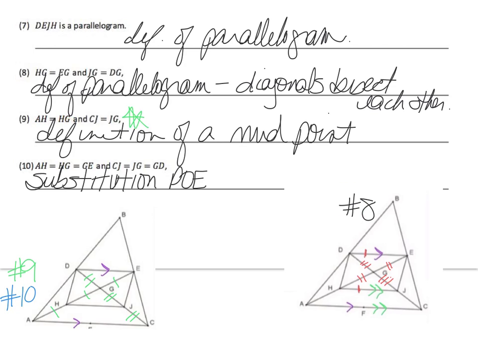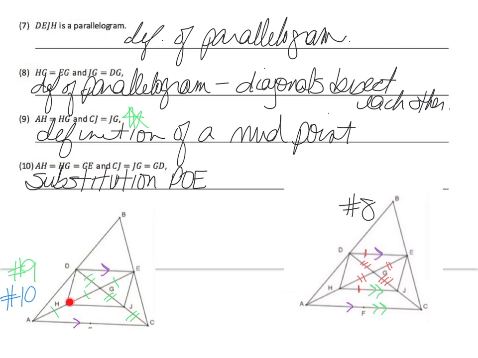AH is equal to HG and CJ is equal to JG. Okay, this right here is a midpoint. We constructed it as a midpoint. Therefore, these two pieces are equal and these two pieces are equal. So that's why I wrote definition of midpoints. And then I can use substitution and say AH equals HG equals GE. CJ equals JG equals GD.